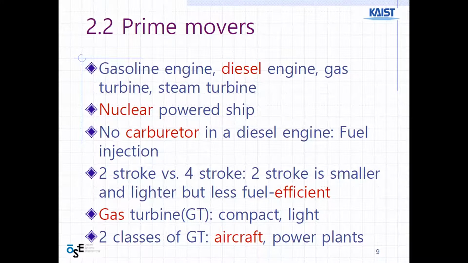This slide shows the prime movers. That means the main engine. The main engine consists of the gasoline engine, diesel engine, gas turbine and steam turbine. Gas turbine is used for small and fast ships, but diesel engines are usually used for very big ships, for example, big container ships and big crude oil tankers, etc.